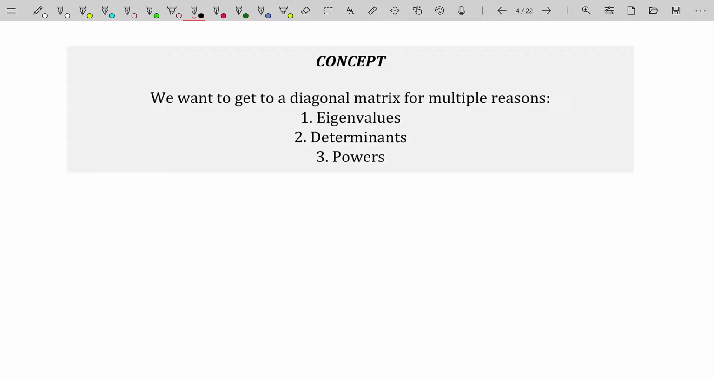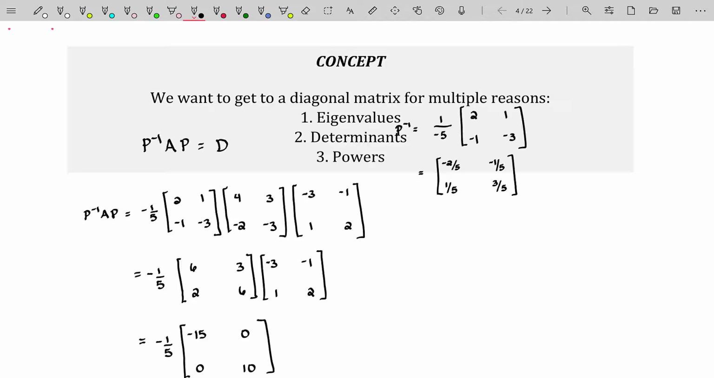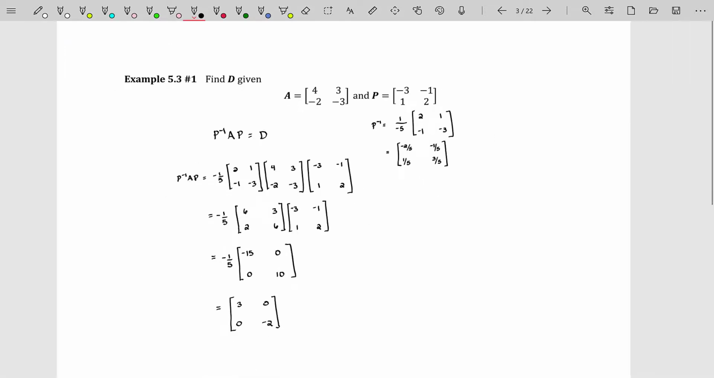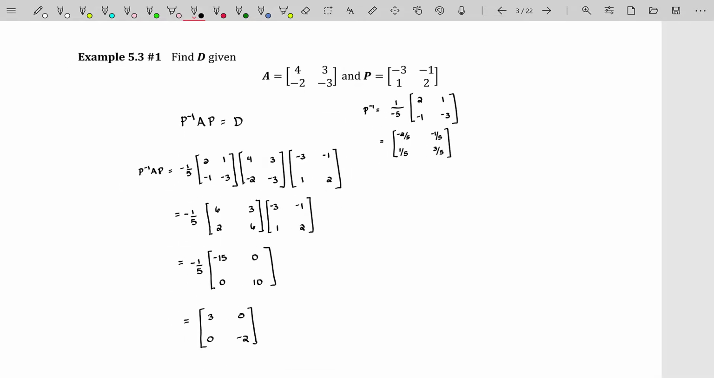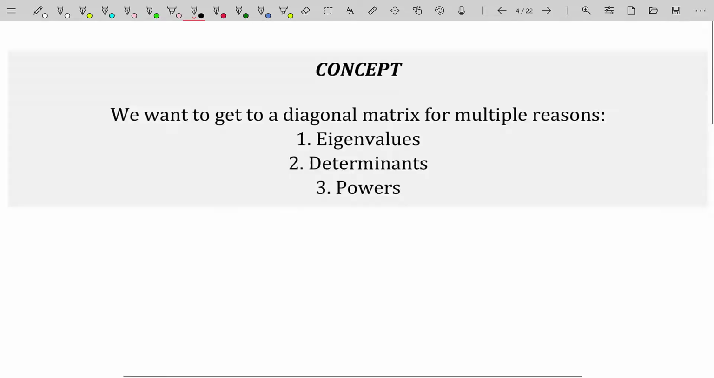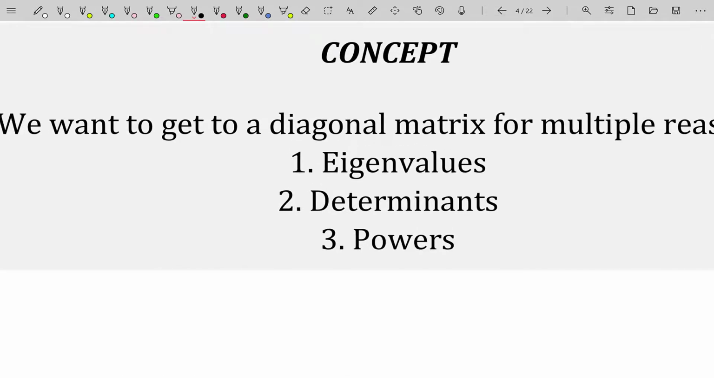We want to get a diagonal matrix for multiple reasons. One being the eigenvalues of that given matrix A. This is something we're going to prove in a follow-up video, but the eigenvalues of A are going to be 3 and -2, and you should not be surprised that you see them right there.